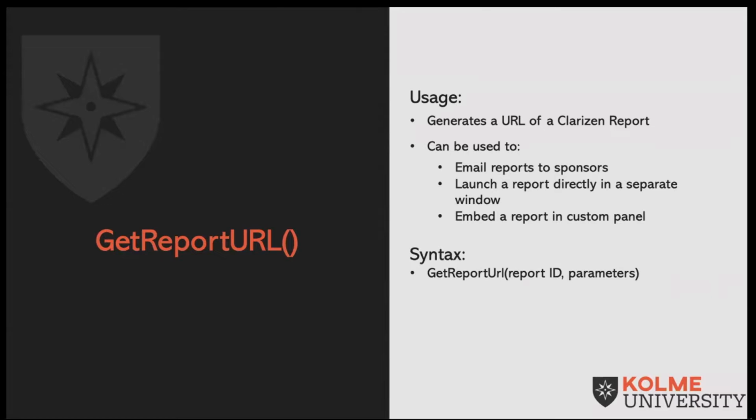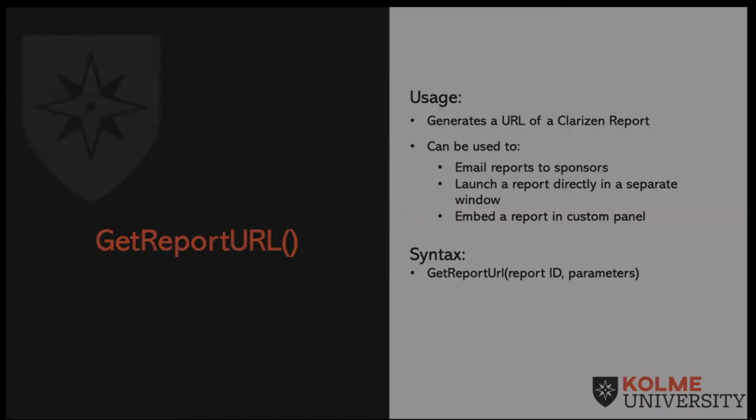And here is the syntax. GetReportURL, and inside the parentheses include the report ID from clarizen, and if the report has runtime parameters, separate those out using commas. Right. So when you build out reports, you can specify parameters, which you're really just adding a filter like region or status. Yeah, that's right.